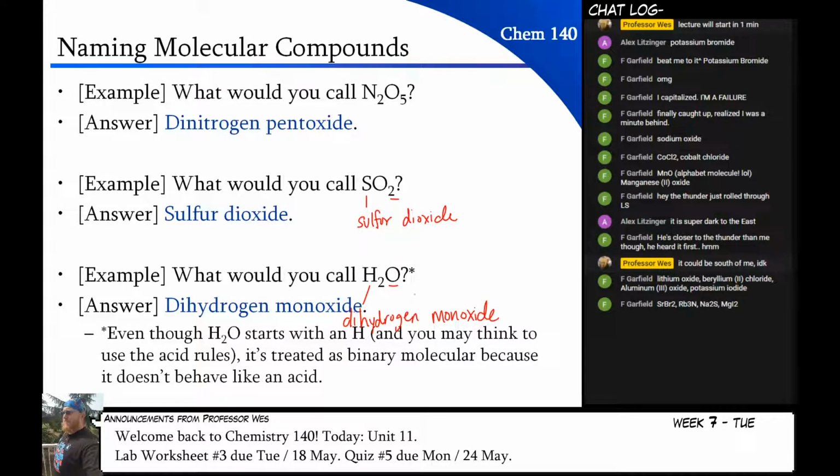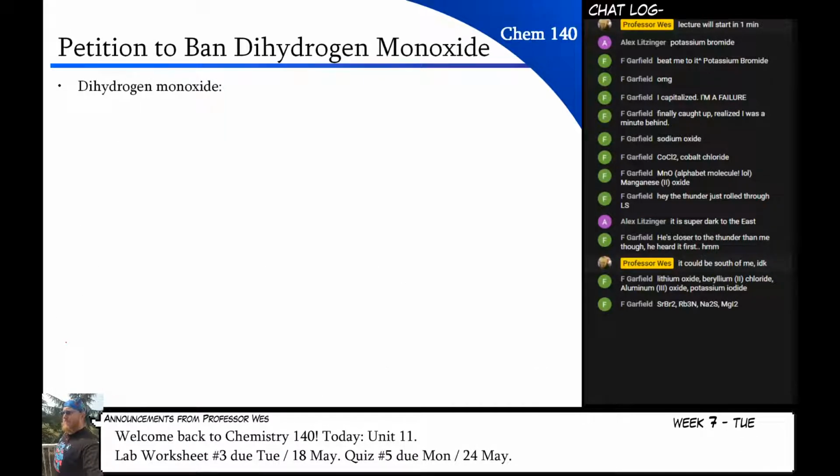Now, the asterisk is actually not just don't call it water. Water doesn't behave like an acid under virtually all circumstances. Water technically is an acid and a base. We treat it as a binary molecular compound for the purposes of naming. Though there is an acid name for it, as you'll find out on this next page, which is... This is a kind of a gag that's gone around the internet and has been used to illustrate chemistry illiteracy.